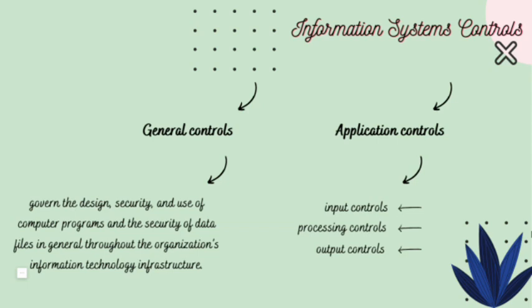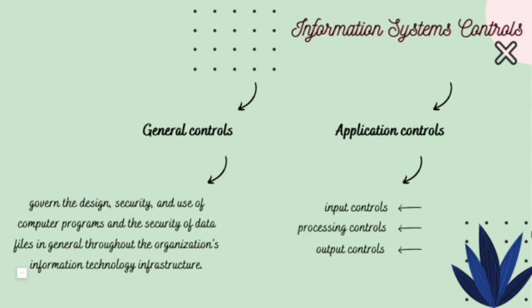Second, which is application controls. Application controls are specific controls unique to each computerized application, such as payroll or order processing. They include both automated and manual procedures that ensure that only authorized data are completely and accurately processed by the application. Application controls can be classified as input controls, processing controls, and output controls.